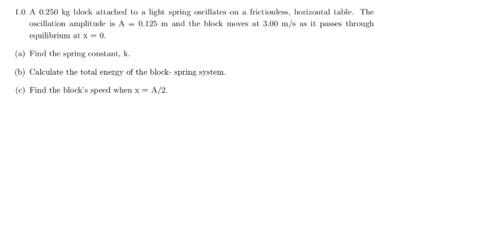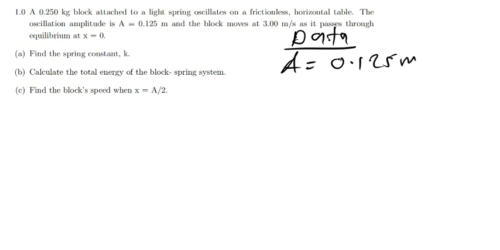Okay, so we have our data. We have been given the amplitude to be equal to 0.125 meters. What else do we know? We also have the velocity, which is 3 meters per second. So the question is to find the spring constant k.